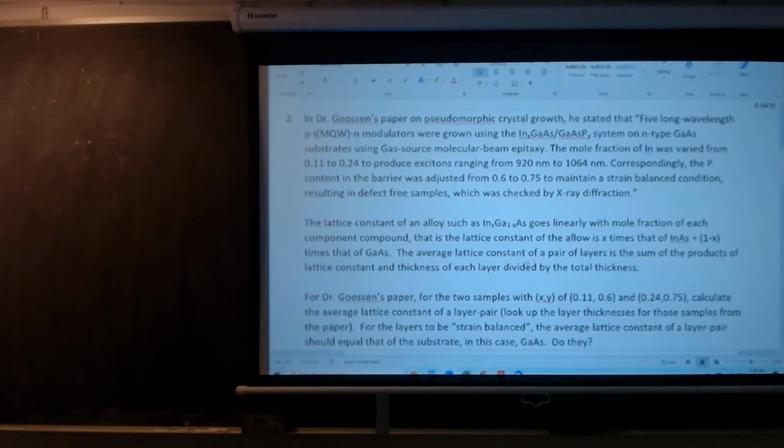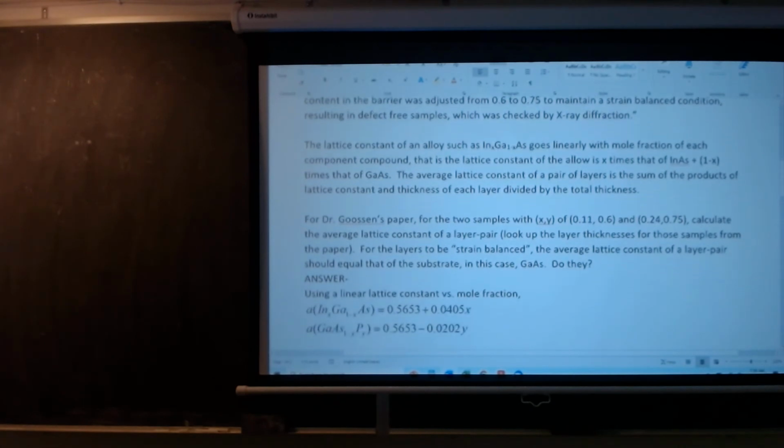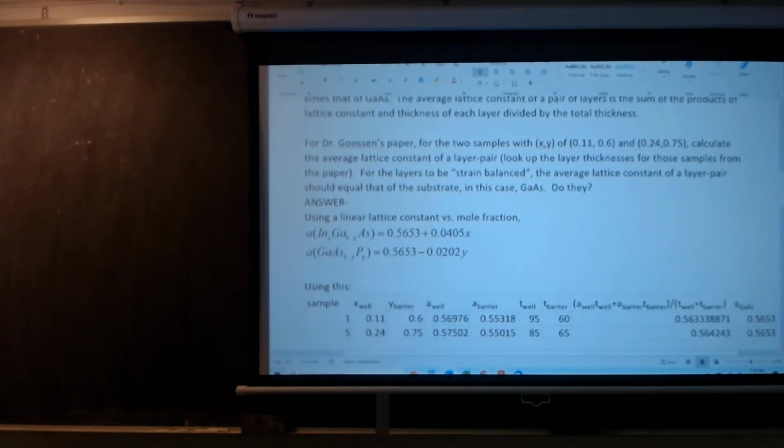And I gave you this formula: the lattice constant of the alloy goes as the mole fraction, and the average lattice constant of a layer pair is the sum of the products of the lattice constants and thickness of each layer divided by the total thickness. So you had to look up in my paper. I told you to do the 2 samples at the wider range.